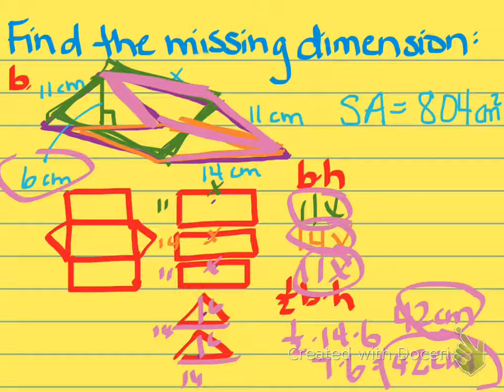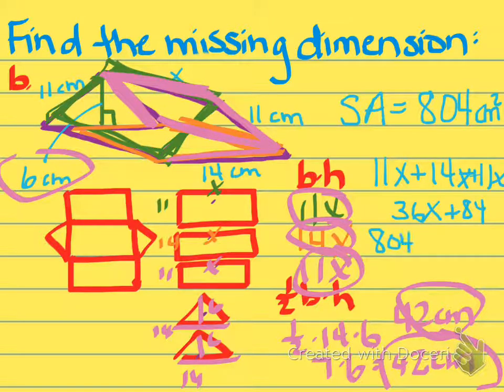Adding them together, I've got my 11x plus my 14x plus my 11x again. And so when I combine those, it's going to be 36x. And then my two 42s combined will be 84. And they're telling me that the surface area is 804. So I'm going to set my 804 equal to 36x plus 84.